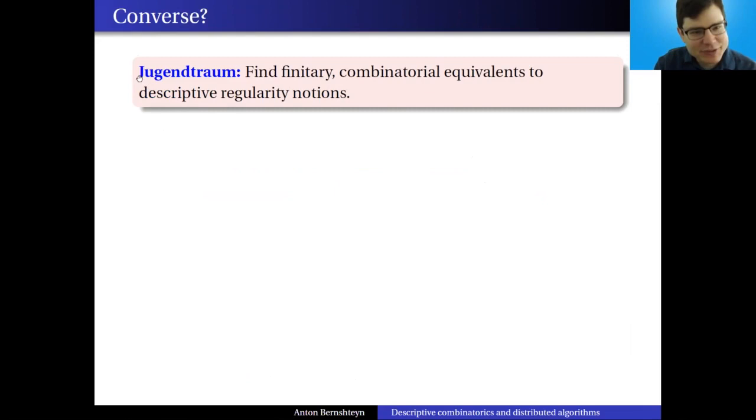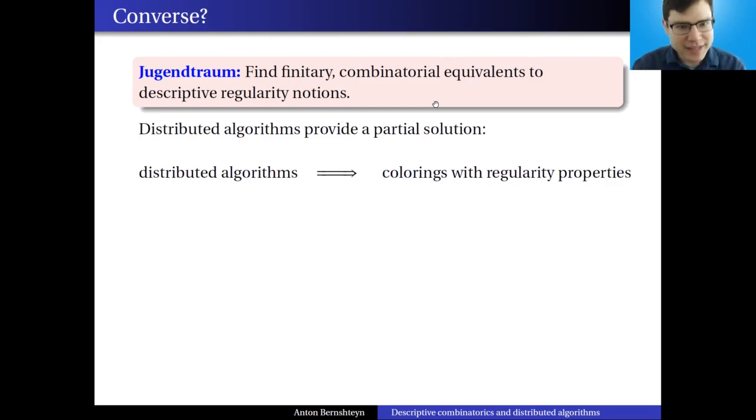I've always been jealous of Kronecker. Everybody has theorems or conjectures named after him, and Kronecker had a Jugendtraum. So here's my Jugendtraum: find some kind of finitary and purely combinatorial equivalence to descriptive regularity notions. In other words, for statements about, say, measurable chromatic numbers or Borel chromatic numbers, find finitary things that are equivalent to them. Like instead of saying that the measurable chromatic number is at most something, say that maybe there is an algorithm that finds the coloring of finite graphs with that many colors, or something of this sort. And distributed algorithms provide something of a partial solution. So at least it's definitely a step in the right direction.